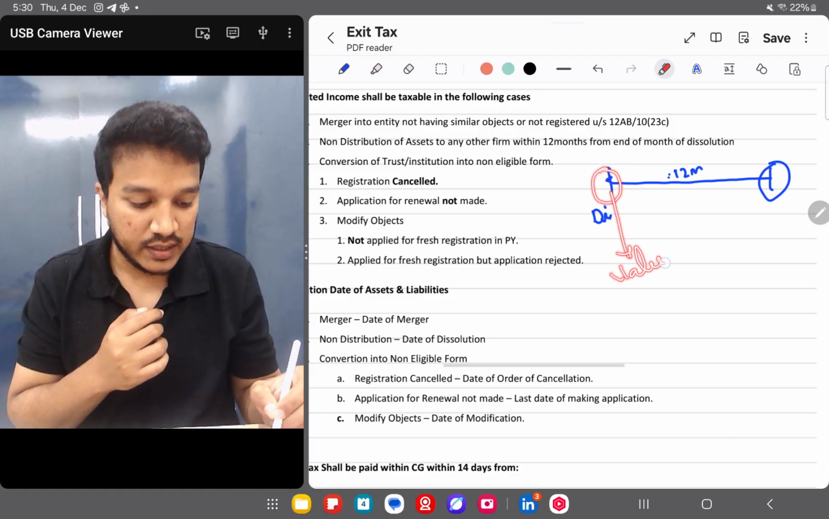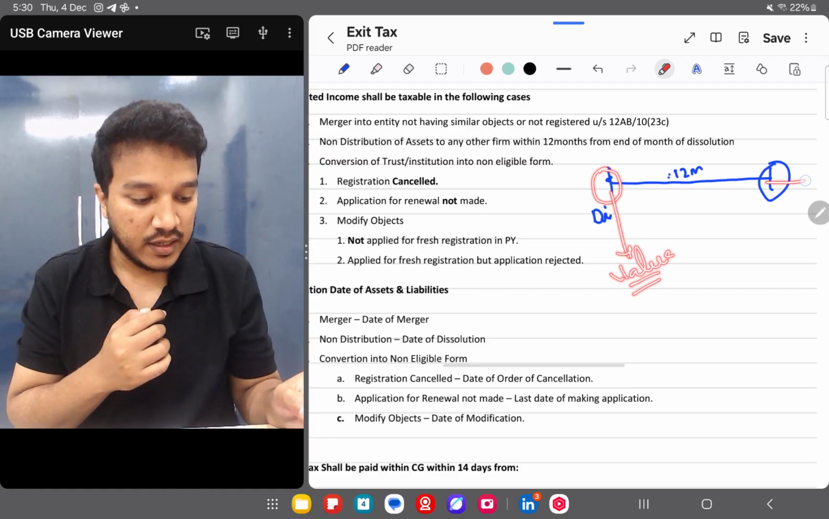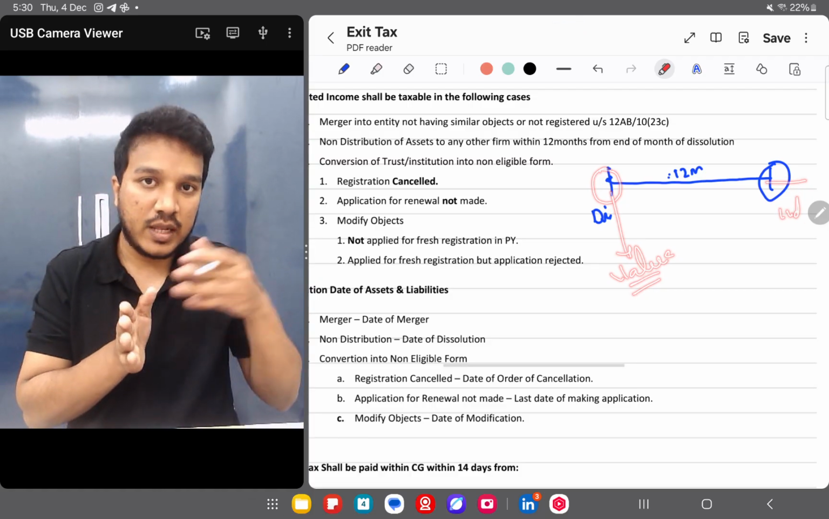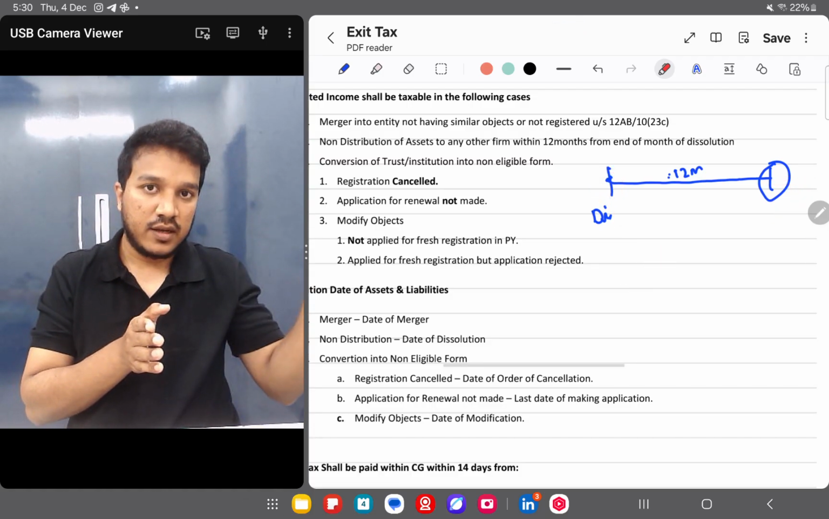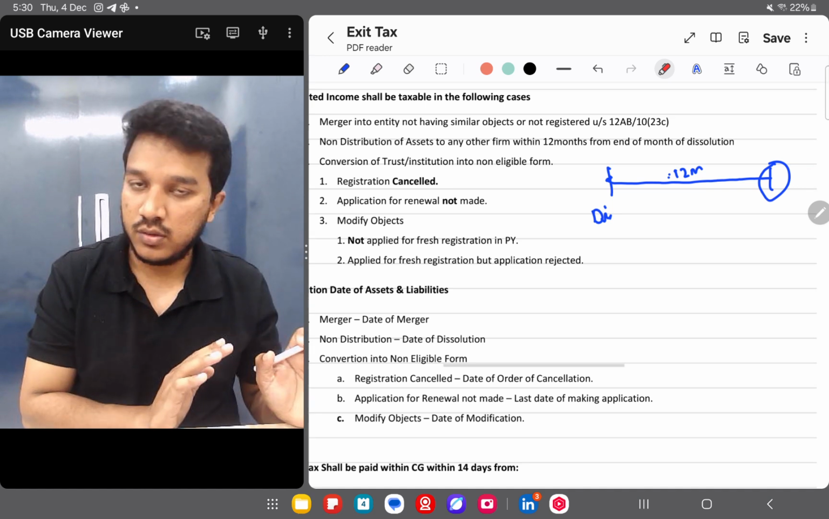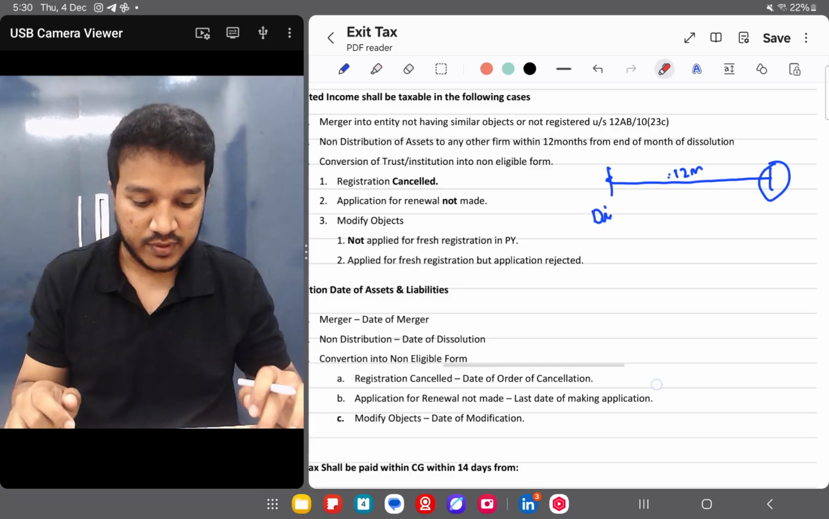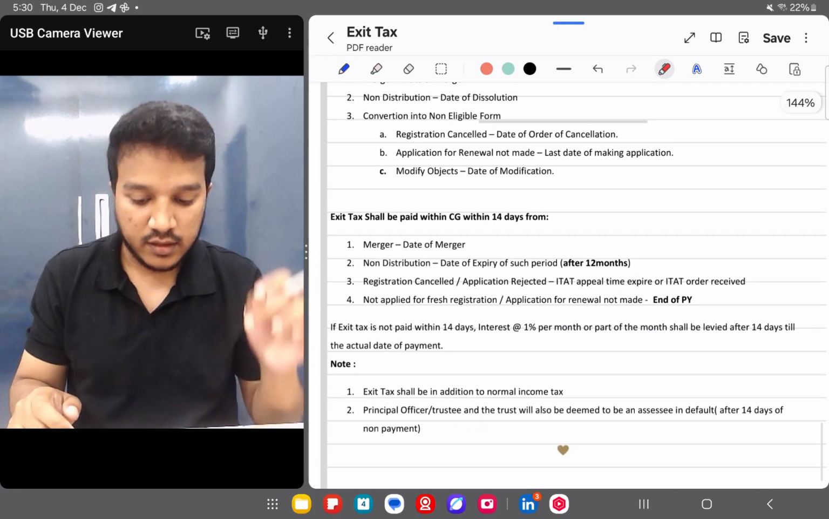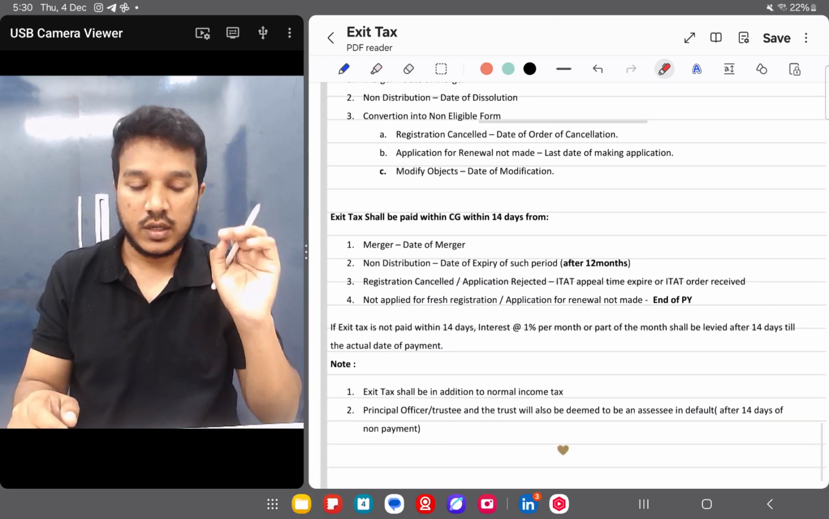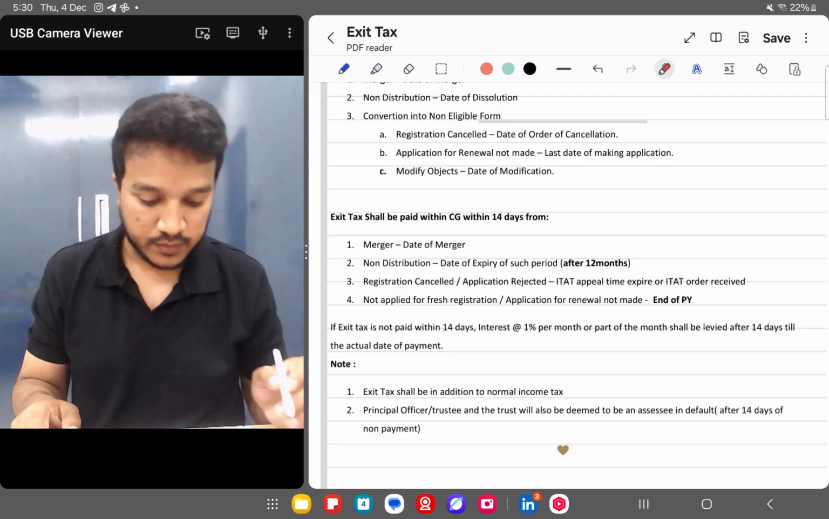You calculated valuation as on this date. You took the value from this date, but you pay tax after 14 days. From here, after 12 months, you take 14 days. Within 14 days you have to pay to the government. Got it? Understood? Perfect. Non-distribution is only a little complicated. If you use a little common sense, it is easy.